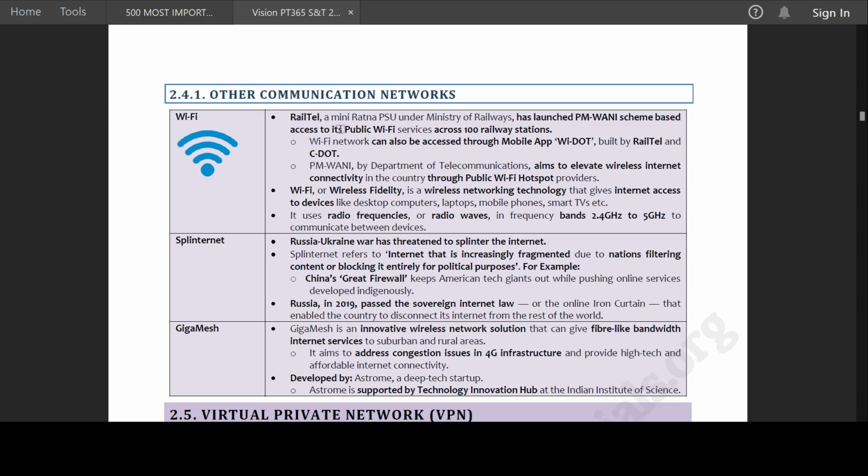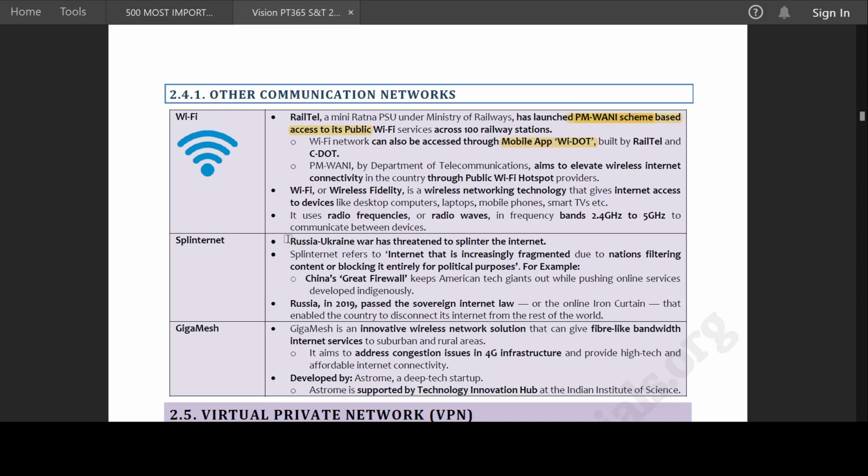Wi-Fi. RailTel, a mini Ratna PSU under Ministry of Railways, has launched the PM Vani scheme based access to its public Wi-Fi services across 100 railway stations. Wi-Fi network can also be accessed through mobile app Y-Dot built by RailTel and C-Dot.